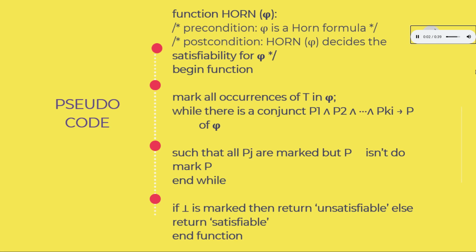The previously explained algorithm can be represented in the form of a simple pseudocode. Step 1. Mark all occurrences of top in phi. Step 2. While there is a conjunction of p's in phi such that all p's are marked, then mark the conclusion of the implication as well. Step 3. If bottom is marked, the formula is unsatisfiable, else the formula is satisfiable.